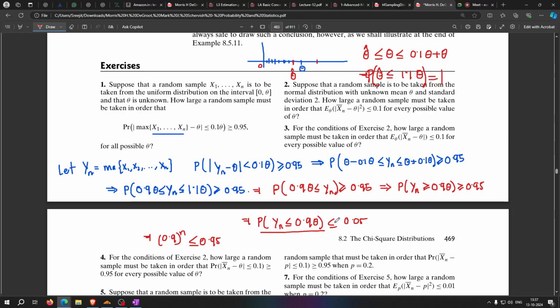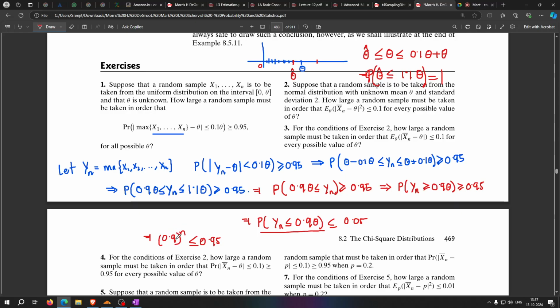Because this probability greater than 0.95 doesn't make sense. I started off with the question of what is the probability that it would be within 10% of my true parameter, which should be very high. Now I am looking at the probability that my estimate is beyond 10% of my true parameter, which should be very low, right? So this probability should be very low. Precisely, this should be less than 0.95.